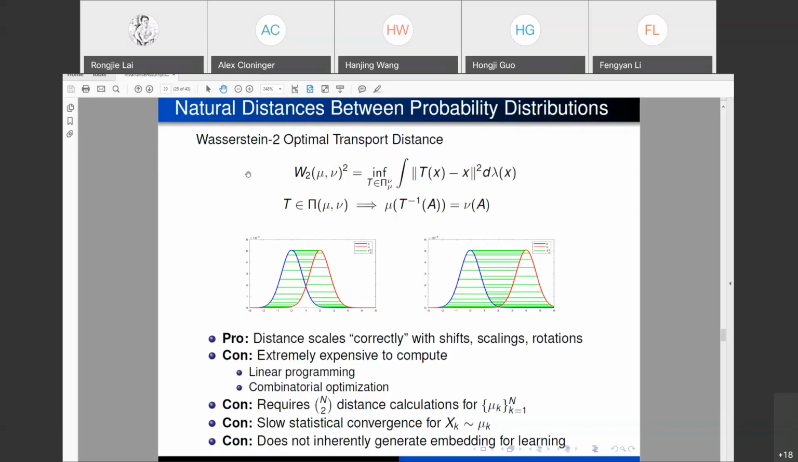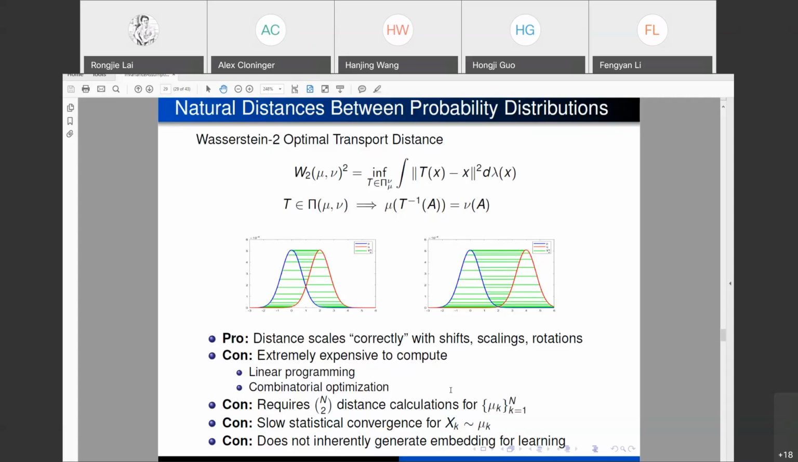Okay, so there's a lot of benefits about it. It's a very natural idea between probability distributions. It scales correctly with shifts and scalings and rotations. It doesn't have what's called saturation. If you move a distribution really far away, the distance increases still. There's a lot of cons to it. It's really expensive to compute, requires some sort of linear or combinatorial optimization.